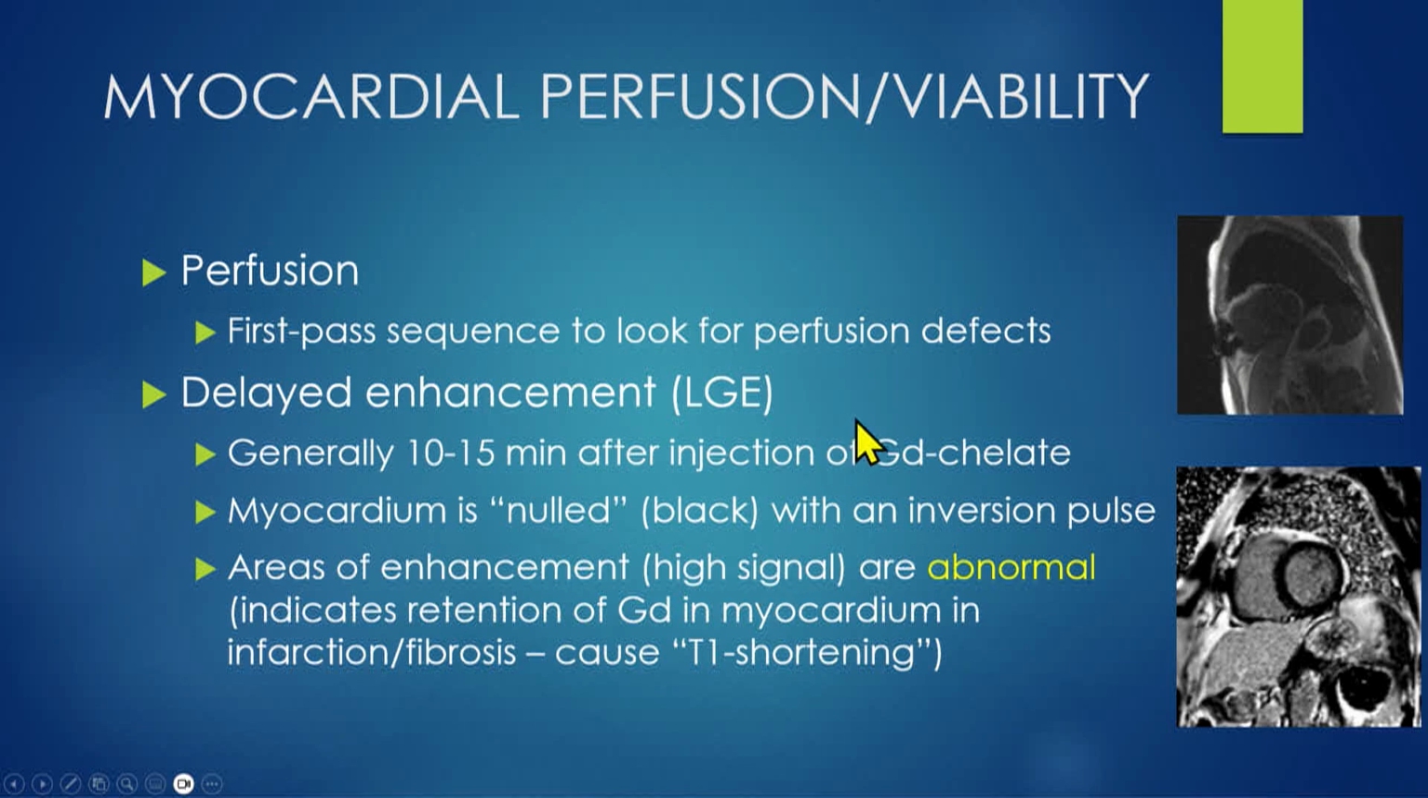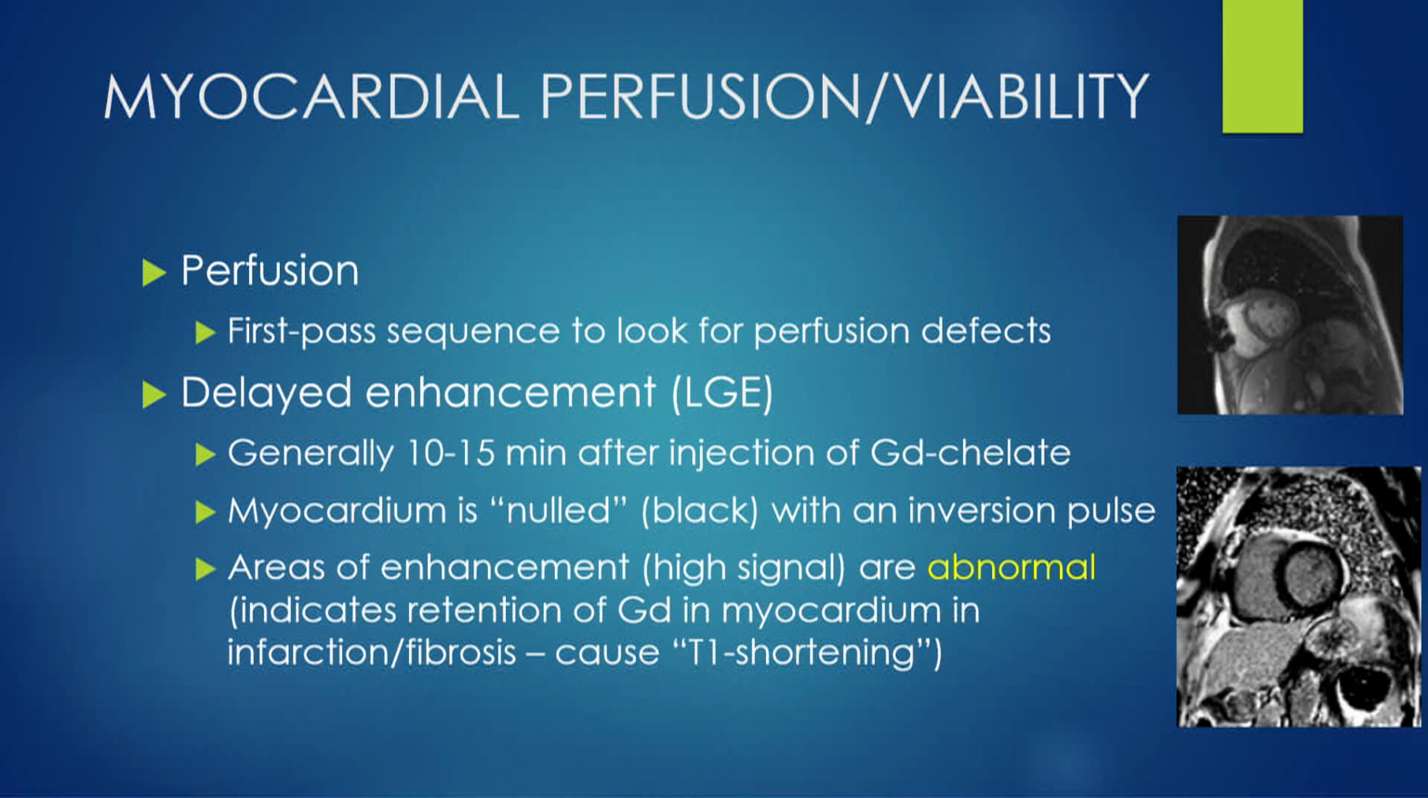For perfusion imaging, as I said, that's the weakest of the big three. It's kind of a first pass sequence. I'm showing it right here to look particularly for perfusion defects. And what you'll see, of course, is initially the RV will light up, then the LV cavity, and then the myocardium.